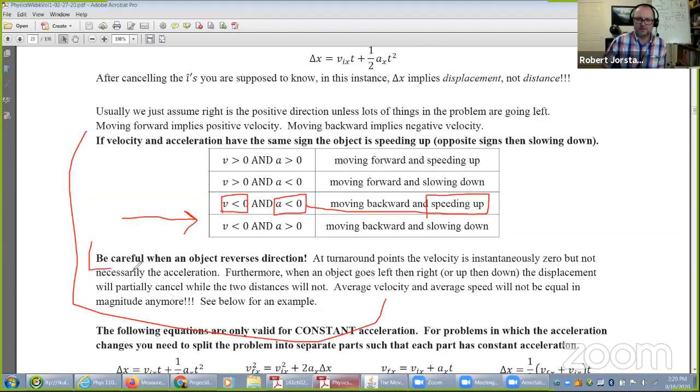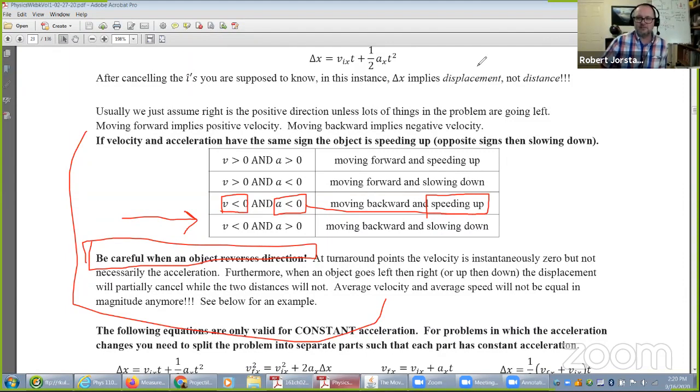And then we also mentioned that we have to be careful whenever objects reverse direction, the problems we need to pay attention to: velocity versus speed, or displacement versus distance in particular. Most students like to think that distance is the absolute value of displacement. That's true as long as you're always moving in one direction. But if you ever reverse direction, not true anymore.